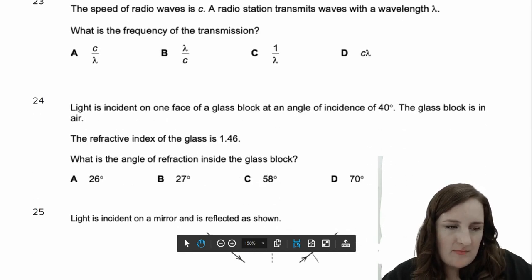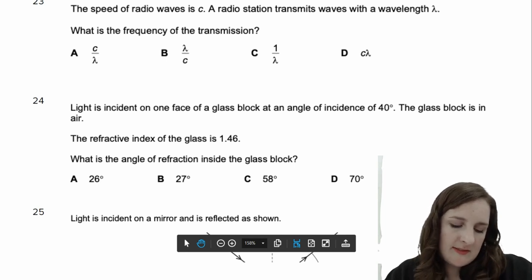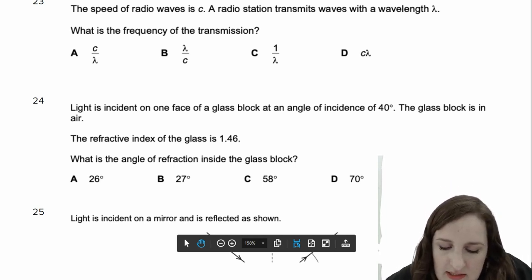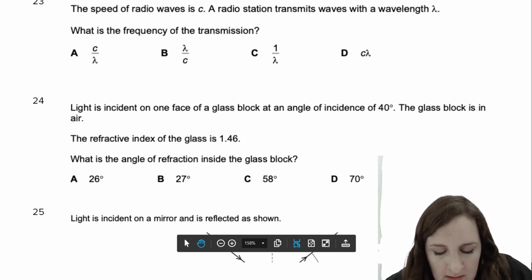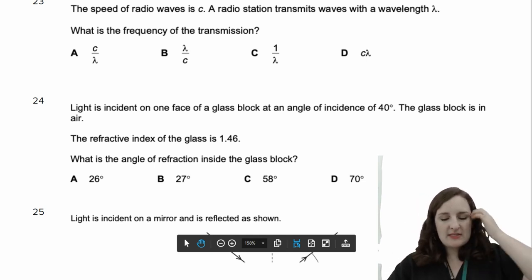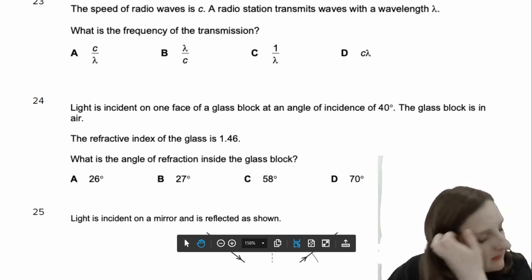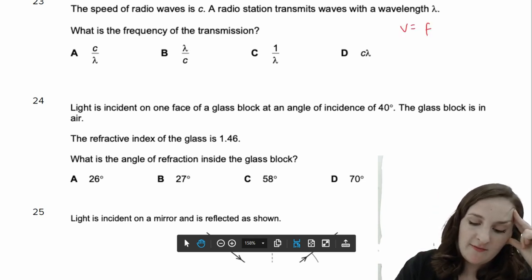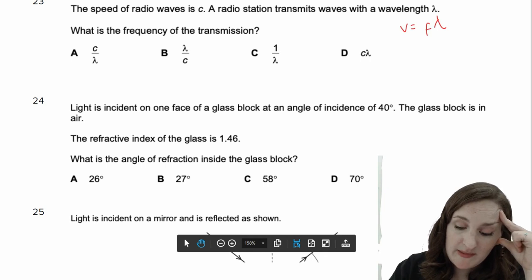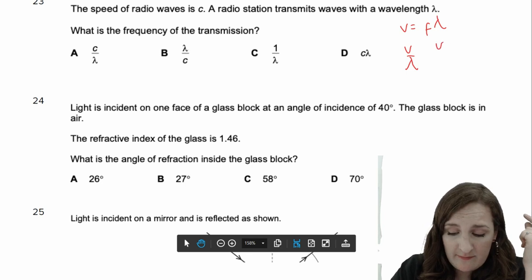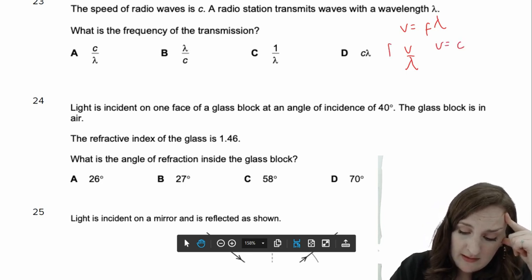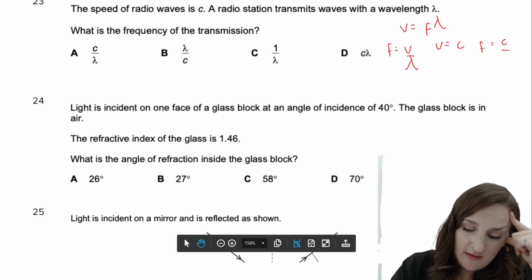Okay, number 23. The speed of radio waves is c. A radio station transmits waves with a wavelength lambda. What is the frequency of transmission? Now, this is really just a case of remembering your equation. So you know that in waves, v equals f lambda, where v is the velocity or the speed of the wave, f is the frequency, and lambda is the wavelength. And if I rearrange to find f, I get v over lambda. And it tells you in the question that the speed of the radio waves is c, so v equals c, so therefore f must equal c over lambda.